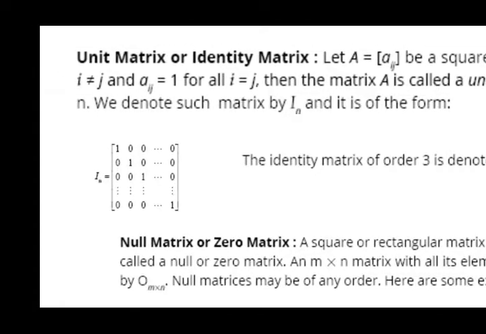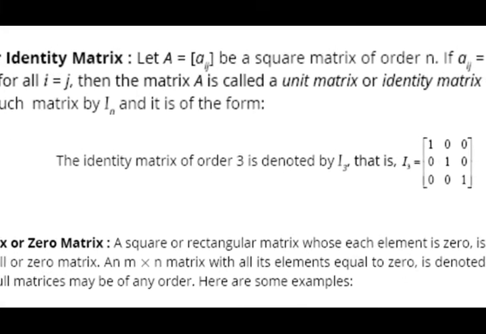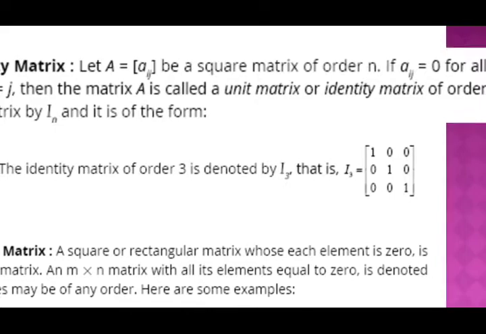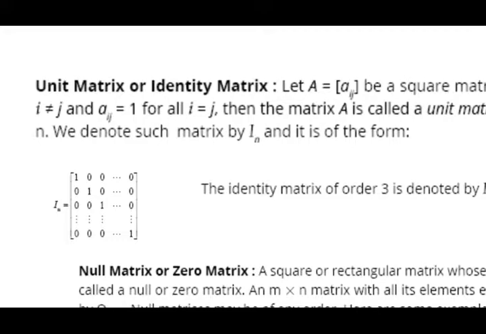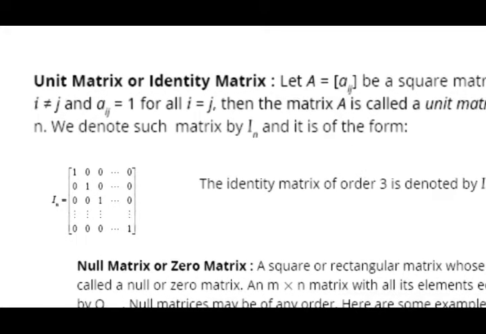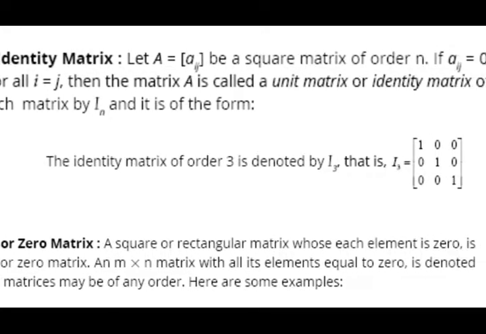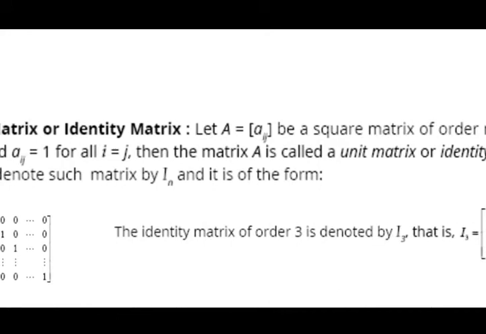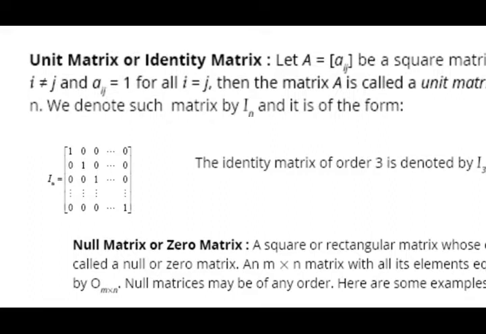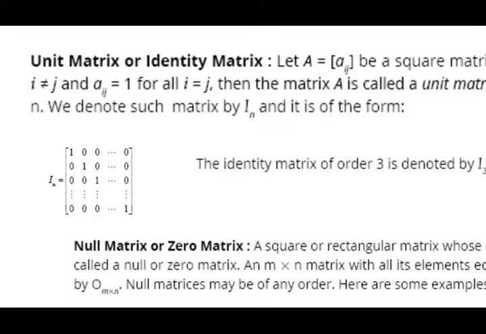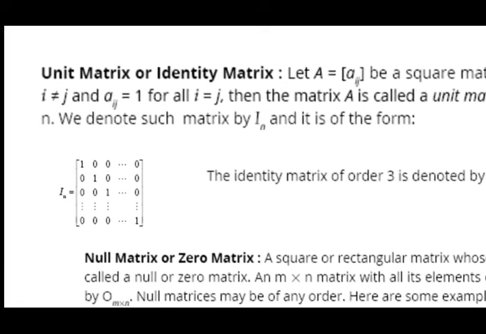Unit matrix or identity matrix: let it be a square matrix of order n, where Aij is equal to 0 for all i not equal to j, and in the diagonal all the values are 1. It is called a unit matrix or identity matrix of order n, and we denote it by I_n, capital I with its order as the index.